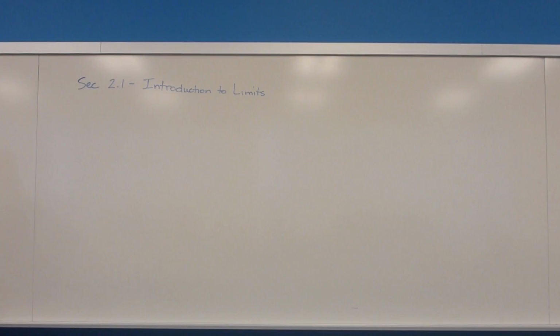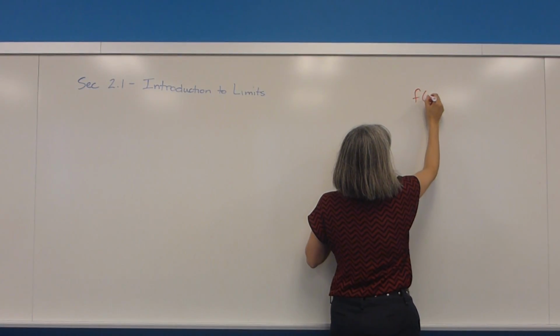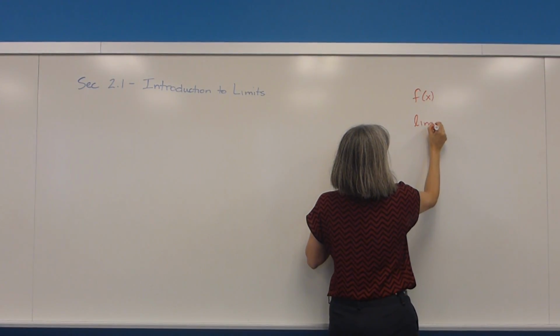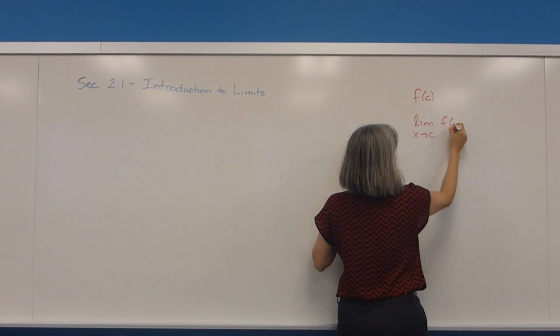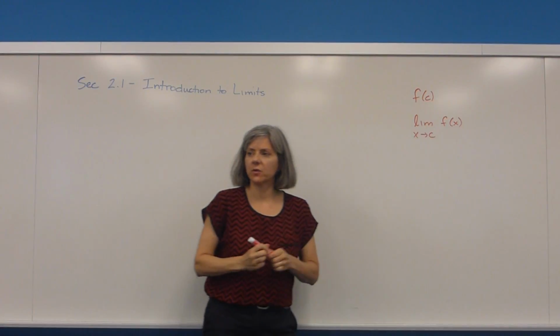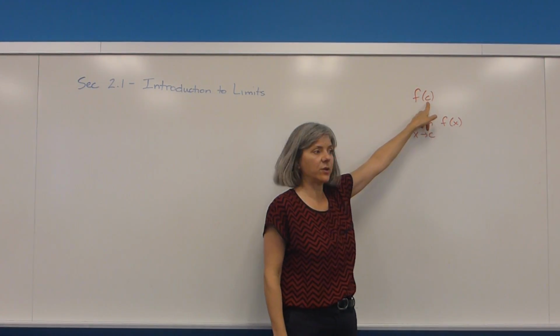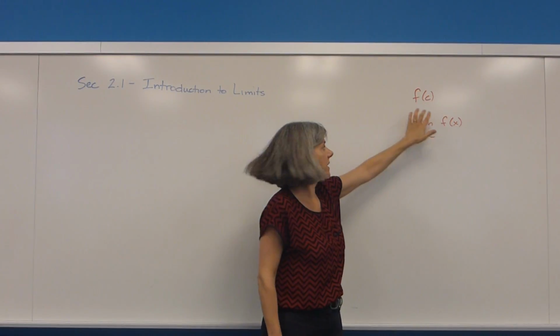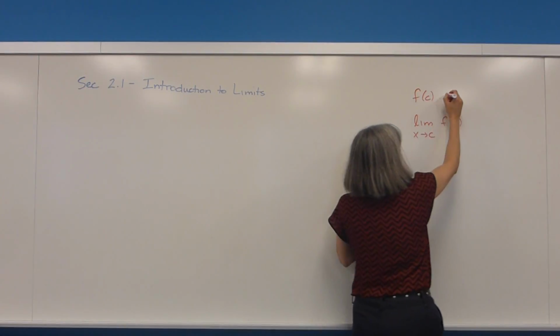Okay, so let's start with this. There's basically a big difference between this and this. Talk about this notation. This is function notation. It means put in a value of c everywhere you had an x. So this is an exact value, if it exists. This is a point.